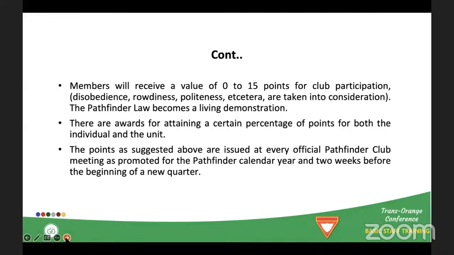Members will receive a value of 0 to 15 points for club participation. Disobedience, rudeness, politeness, etc. are taken into consideration. The Pathfinder law becomes a living demonstration. There are awards for attaining a certain percentage of points for both the individual and the unit. The points, as suggested above, are issued at every official Pathfinder Club meeting as promoted for the Pathfinder calendar year, and 2 weeks before the beginning of the new quarter. Next slide.